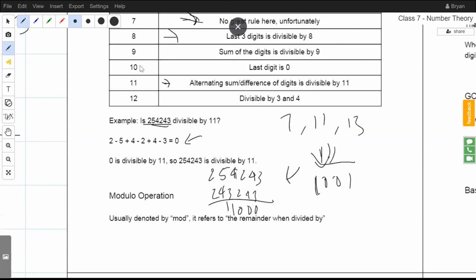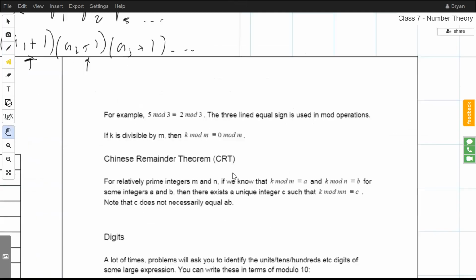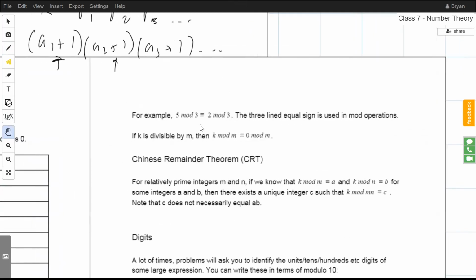Okay. So the next thing I want to talk about ties right into divisibility, which is the modulo operation. You'll see it in problems as mod, and it basically refers to the remainder when divided by something. Basically what that means is that 5 mod 3 is equal to 2 mod 3, and this three-lined equal sign is used to signify modular equivalence. The most simplified version of a mod expression is k mod m, where k has to be less than m, as you can always just subtract m from k if it is greater than m. And if k is divisible by m, then k mod m is just equal to 0 mod m.